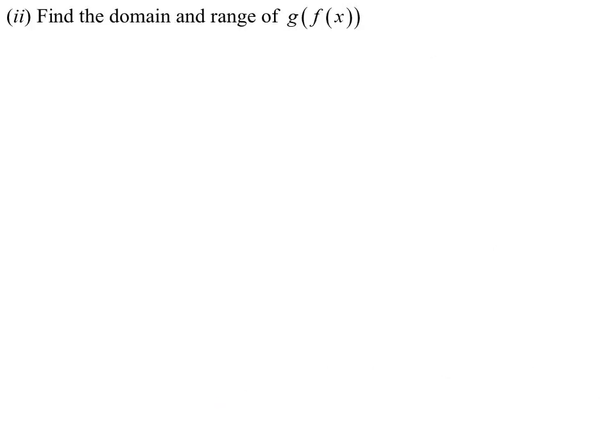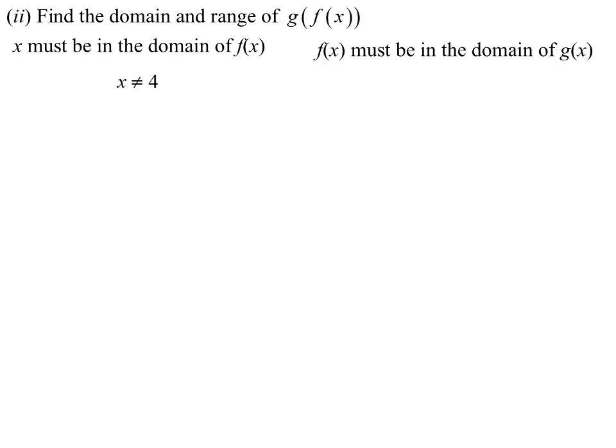Let's flip it the other way around. G of function f of x. X must be in the domain, so this time x can't equal 4 is our point of exclusion. But now, let's work out the other one. We're saying function f of x can't equal 0 because we're not allowed to put that in. So 2x on 4 minus x can't equal 0. I get my 2 points of exclusion.